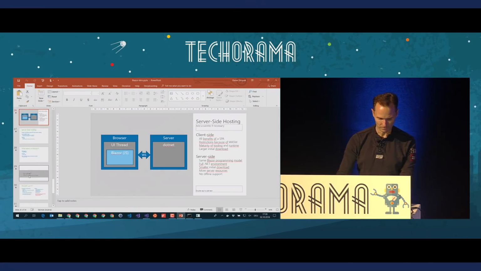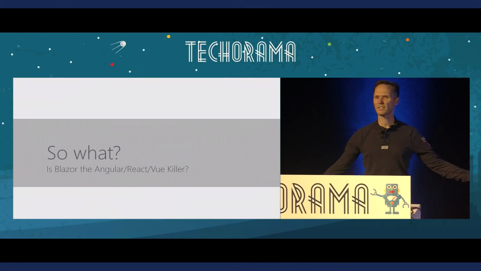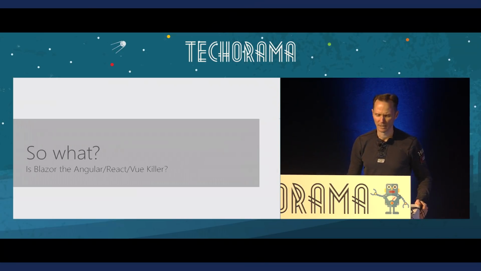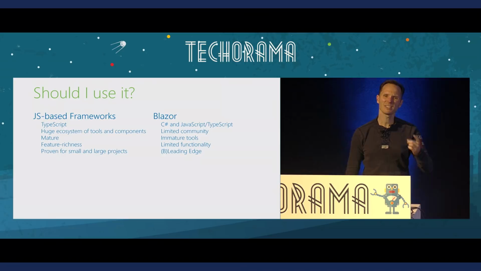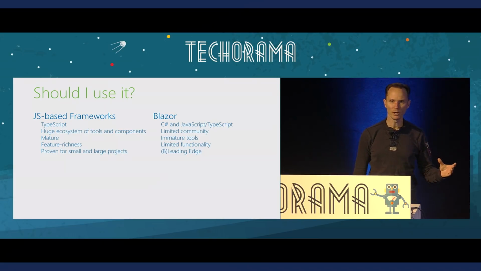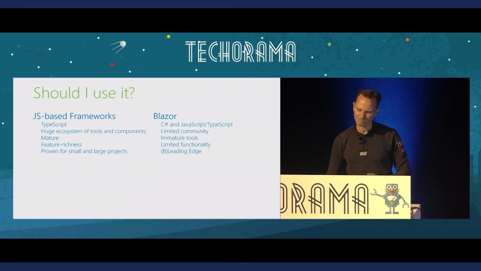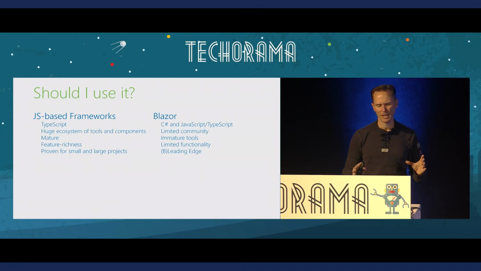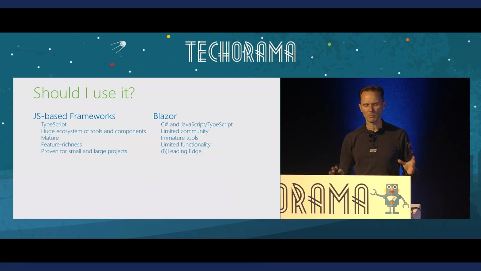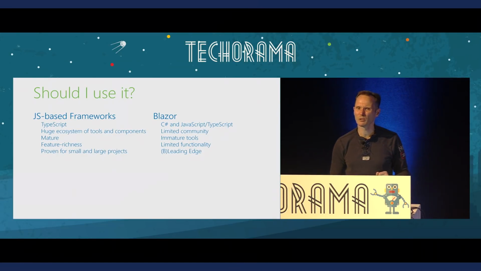So let's summarize. So what? Is it the Angular React Vue killer? Well, I don't think so. I don't think so yet. Currently, JavaScript-based frameworks are super robust. They are mature. The ecosystem is huge. They are very powerful. On the Blazor stuff, we have the power of C#, but the community cannot be compared to the JavaScript community. The tools are immature. Debugging, early prototypes, not really good to demo on stage.